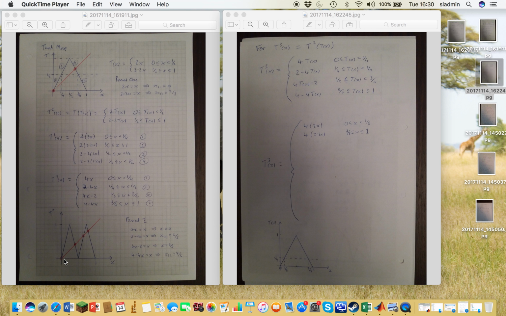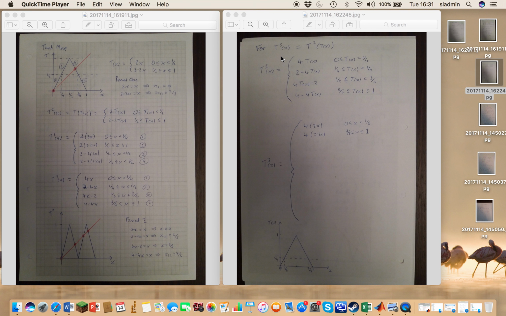And for period 2, we just want to know where these line segments cross y equals x. And I've shown you that algebra here. These two fixed points are period 1, so we discount those two, and you end up with these two fixed points of period 2, which are here. So there are two fixed points of period 2.